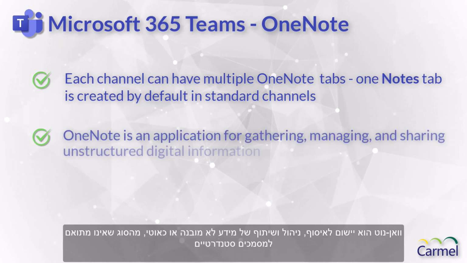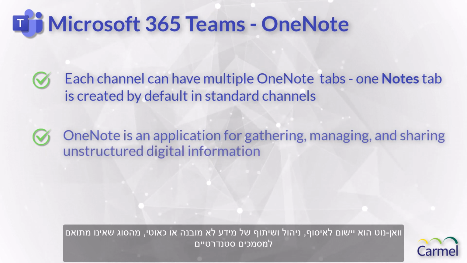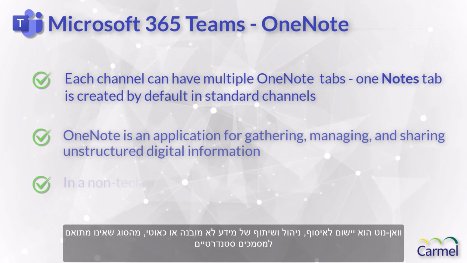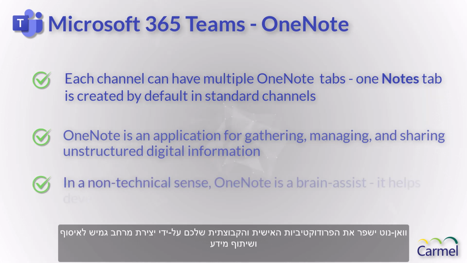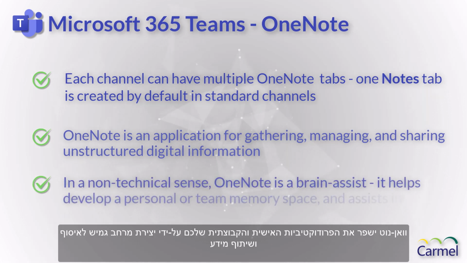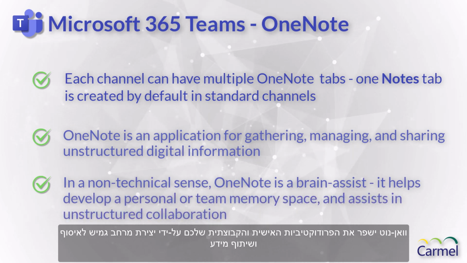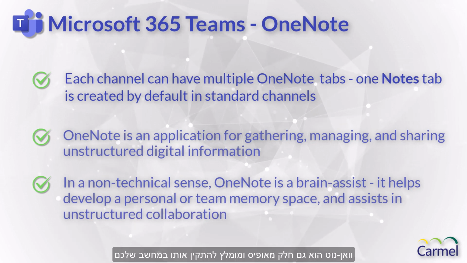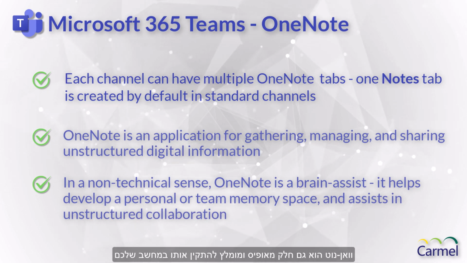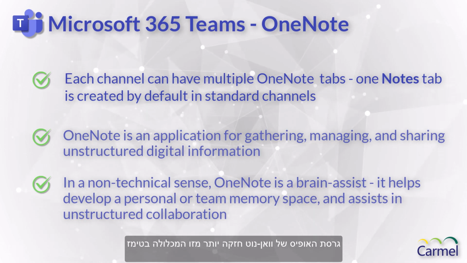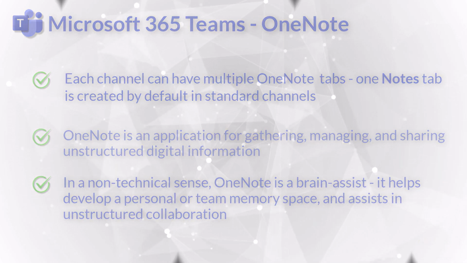OneNote is an application for gathering, managing and sharing unstructured or chaotic information, the sort that does not fit well into documents. OneNote will improve your personal and team productivity by creating a flexible space to collect and share information. OneNote is also part of Office and can be installed on your computer. The desktop version of OneNote is more powerful than the one built into Teams.